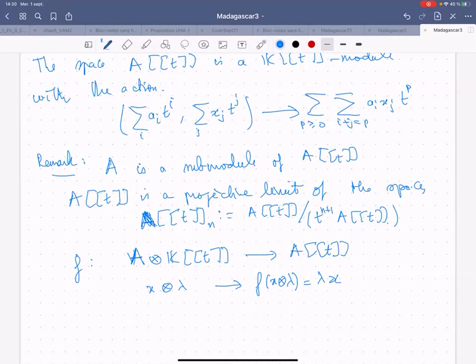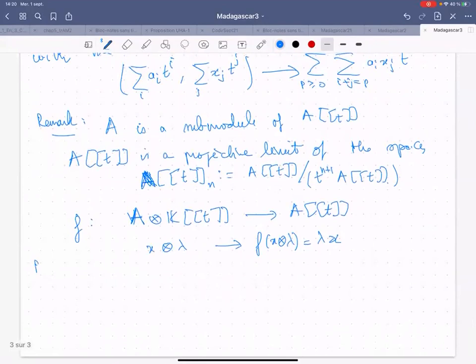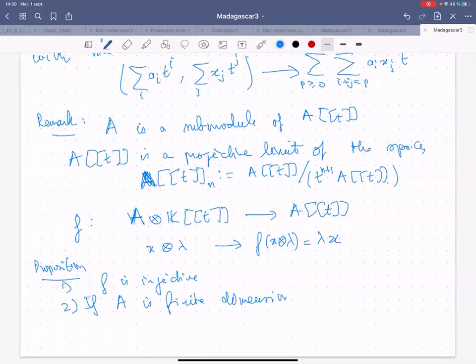And what about this map? Let's write the property as a proposition here. In fact, F is injective, and this is easy to prove. And the second property: if A is finite dimensional, then F is surjective. It is always injective, and it is surjective when we deal with finite dimensional vector spaces.